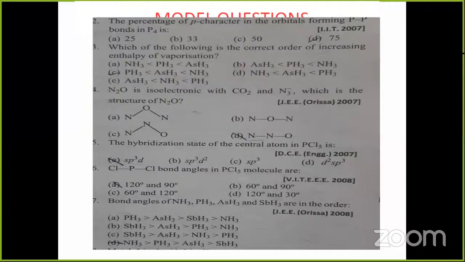But what about the geometry? CO2 has a linear structure, N3 minus is also linear. But what about N2O? So this is the structure: N N O, this is the structure NNO. We already saw NNO in yesterday's class.